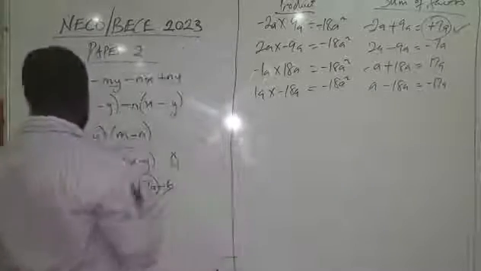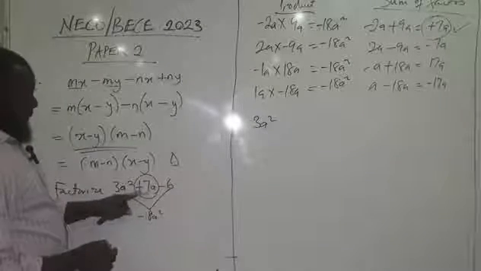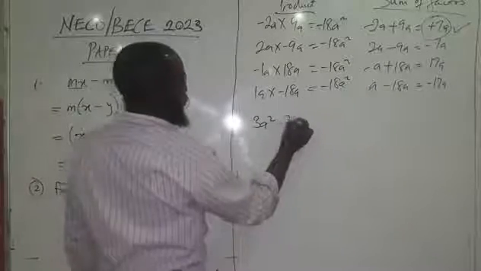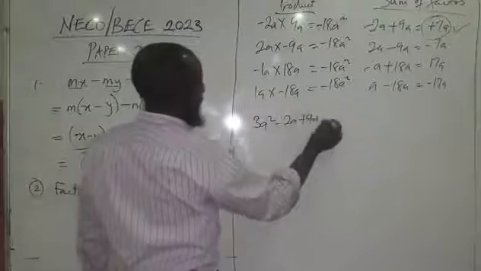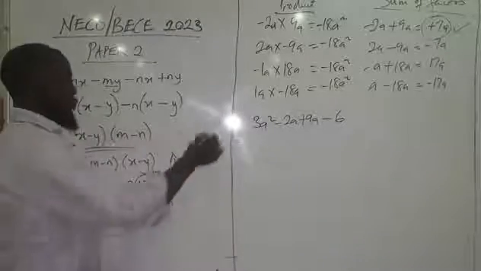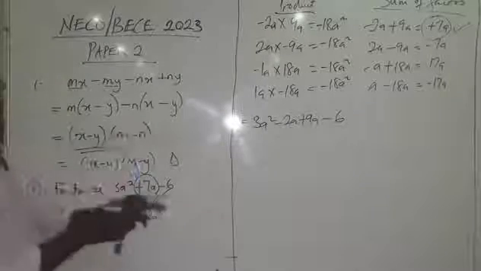So we want to write this down. It's going to be 3a squared. Instead of writing plus 7a, I'll just replace it with minus 2a plus 9a, then minus 6 will then come. So this has turned into four terms. We can now factorize this one.